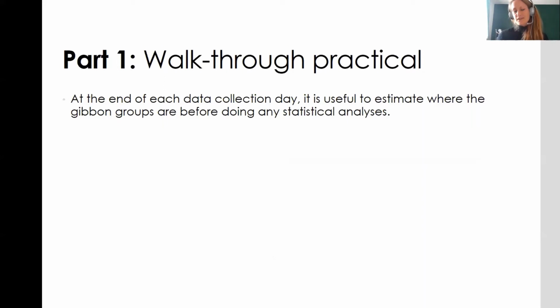So like I said, for this part one, I just want to walk through what we can actually do with our Gibbon triangulation data. Because if you're like me, if you show me a spreadsheet of data with lots of numbers, it doesn't mean anything to me. So what's wonderful about drawing Gibbon maps is that we can do this every day whilst we are in the field, and it's really useful for estimating where gibbon groups are and potentially how many there are in the area before doing any statistical analyses.